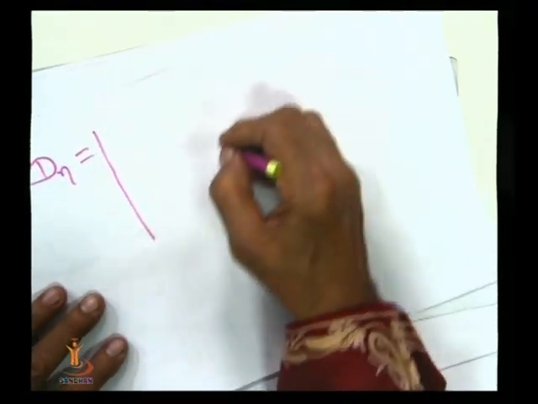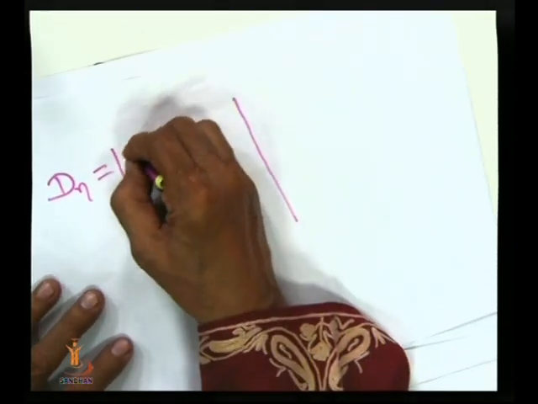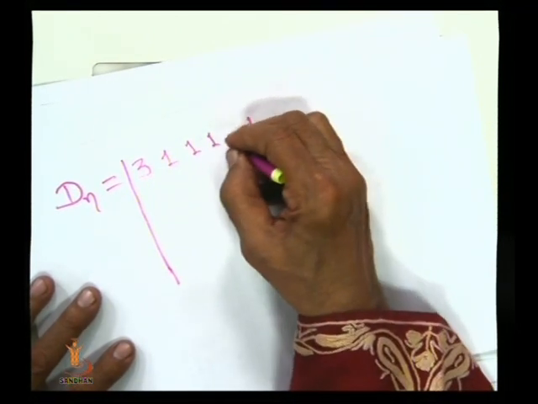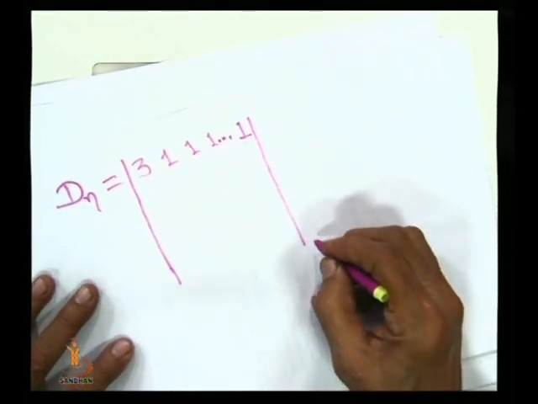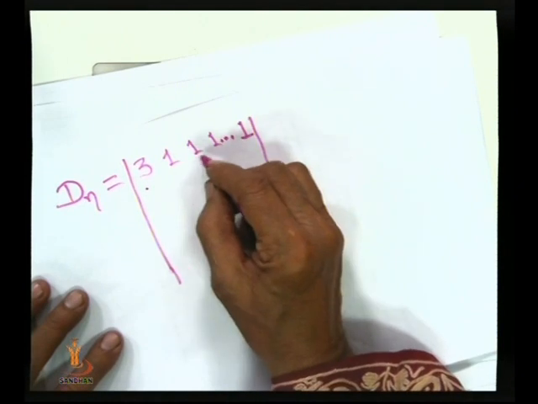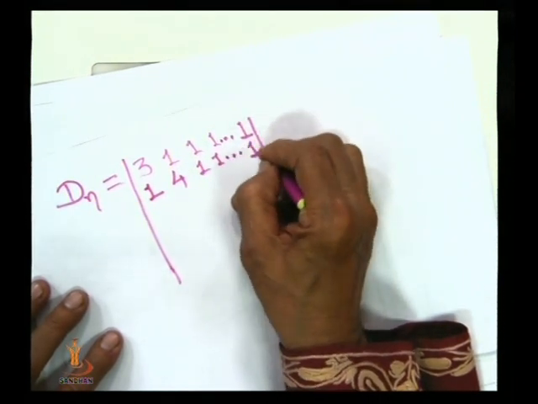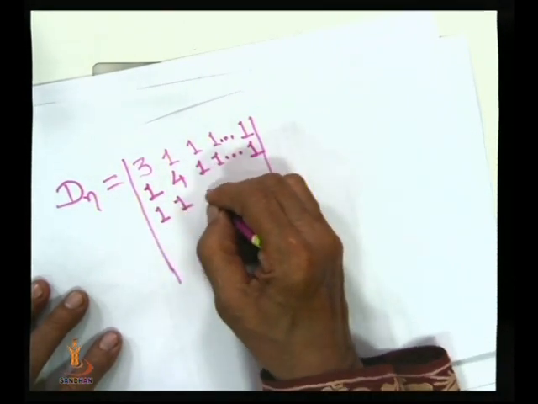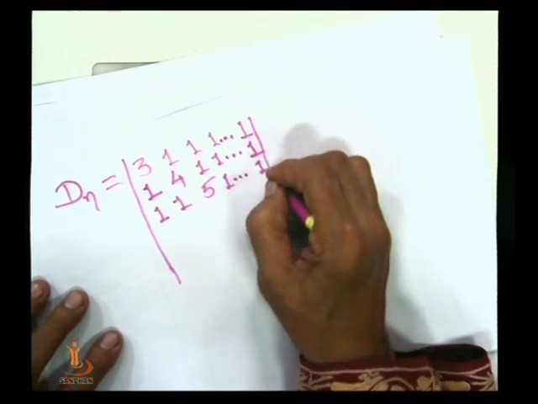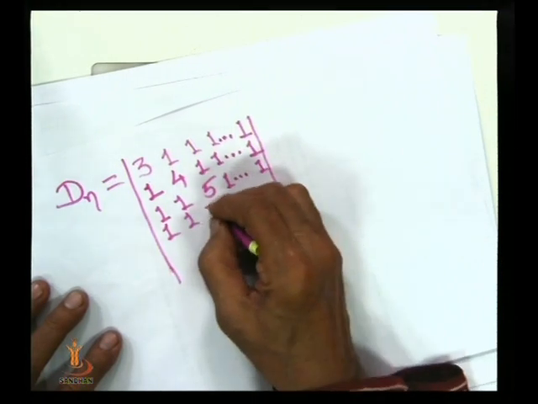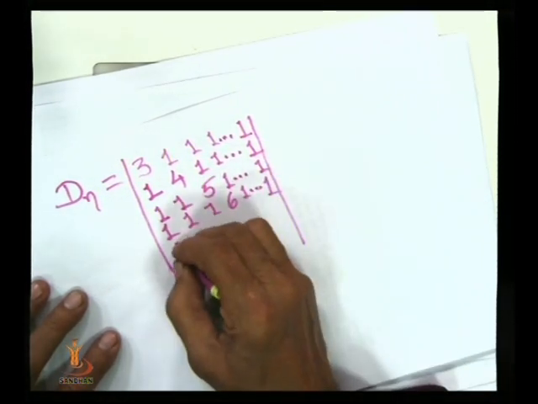The third application: let me define Dn as the determinant with first row 3, 1, 1, 1, and so on, last is 1; then second row 1, 4, 1, 1, and so on, 1; then 1, 1, 5, 1, and so on, 1; let me take one more, 1, 1, 1, 6, 1, and so on, 1, and this continues.